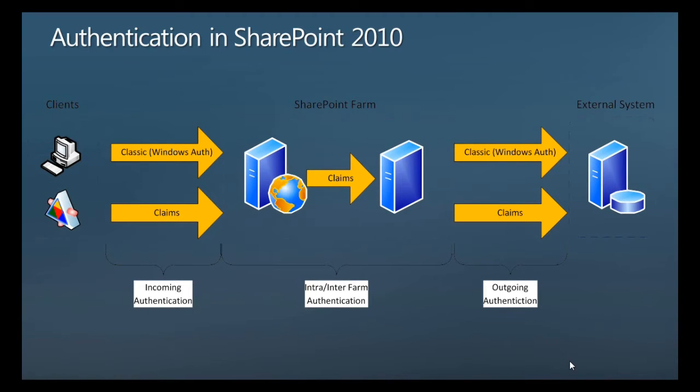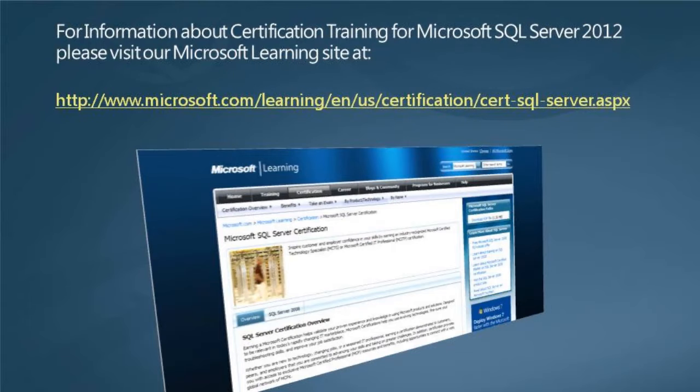Once we've authenticated within the farm, there are scenarios where we may have to go outbound. In BI scenarios, this is very common. You're going to go query external systems to pull in data to report on. So outbound, we can either go outbound with classic mode, and we'll look at how the claims to Windows token service is used to do that. Or in some scenarios, depending on the service application in question, you can also use those claims that we're using inter-farm when we can pass those outbound.